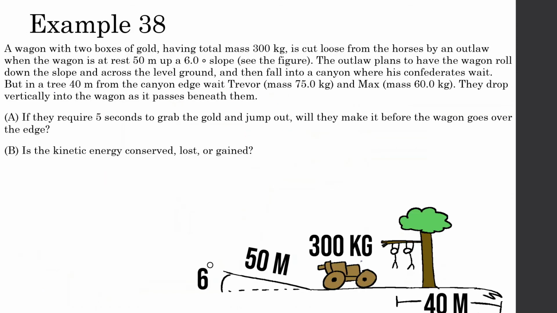Okay, all right, moving on. Let's look at this. Kind of a long problem, but let's see how we do this. A wagon with 2 boxes of gold with total mass of 300 kilograms is cut loose from the horses by an outlaw when the wagon is at rest 50 meters up a 6-degree slope.